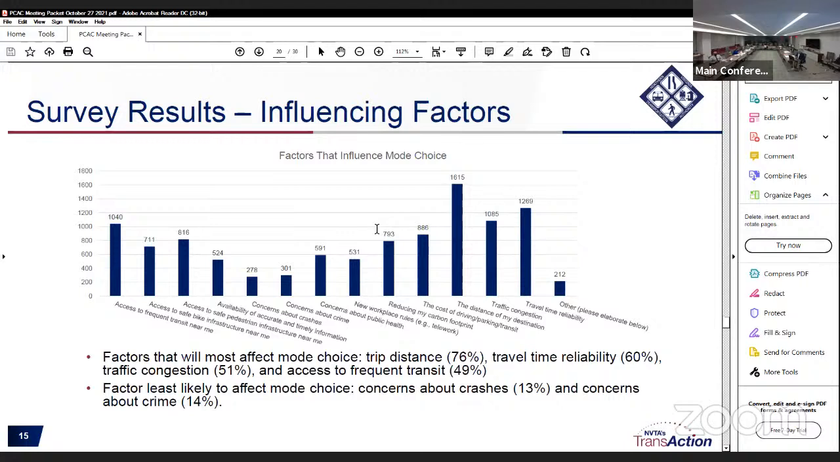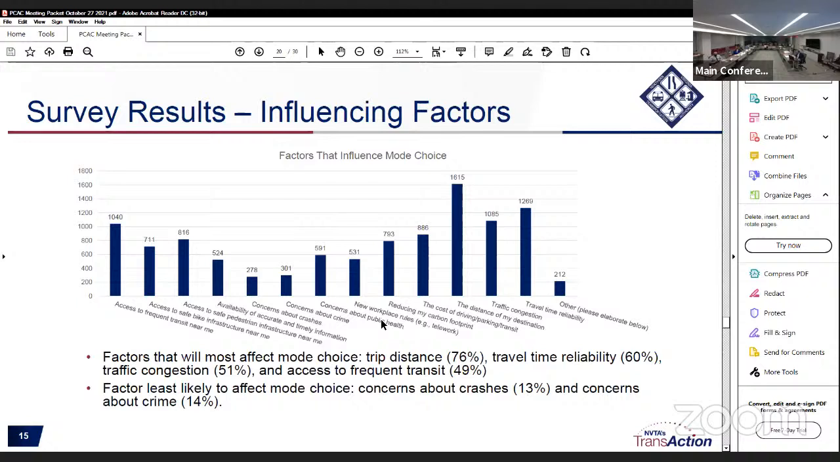The next set of questions were around the factors that influence your choice about mode. We asked folks, what influences your mode choice? The top answers were trip distance, travel time reliability, traffic congestion, and access to frequent transit. So not too surprising. Those travel-related characteristics have a big determination on which mode you're going to take. But certainly access to transit is a big one, because if you don't have access to it, you're not going to select it as a mode.